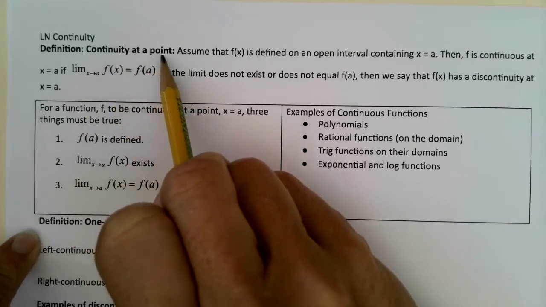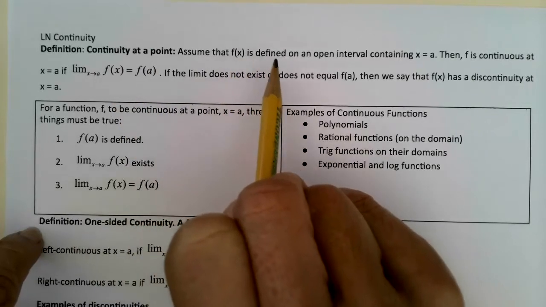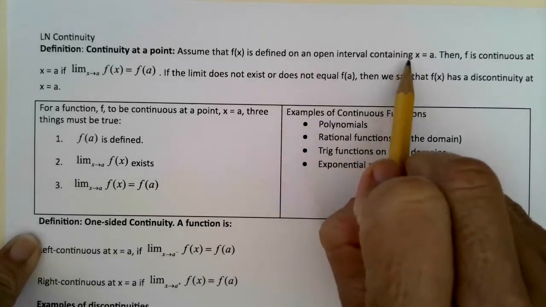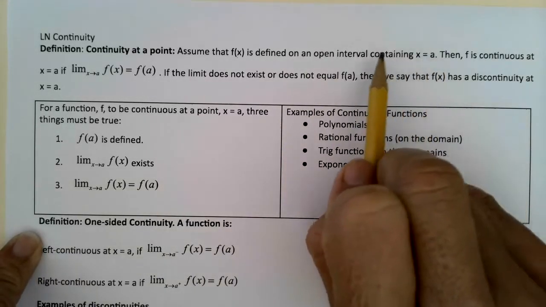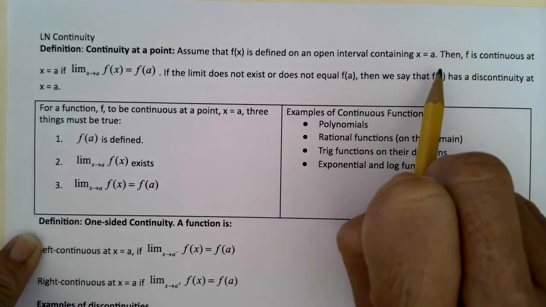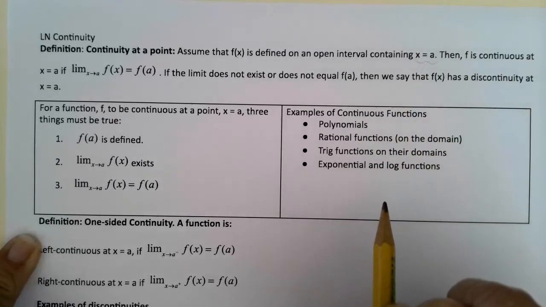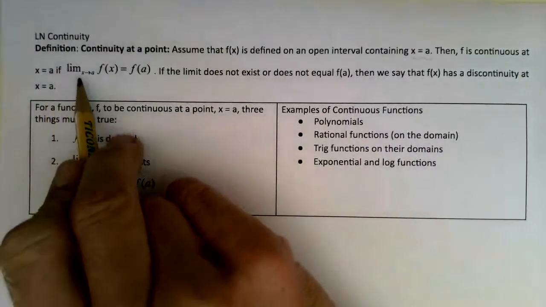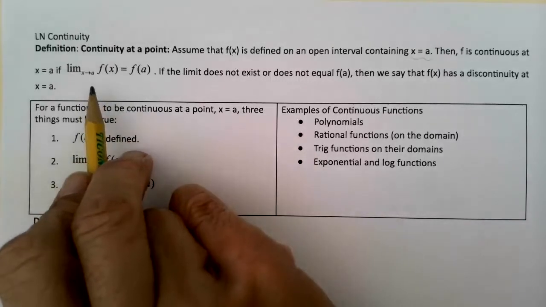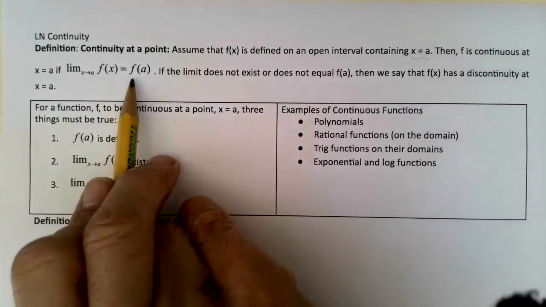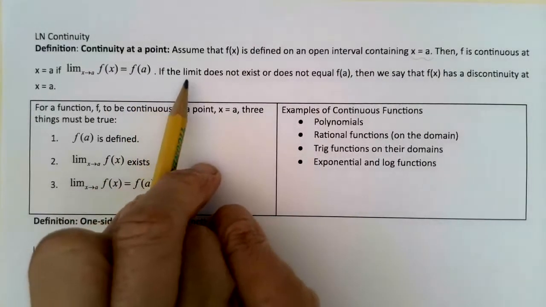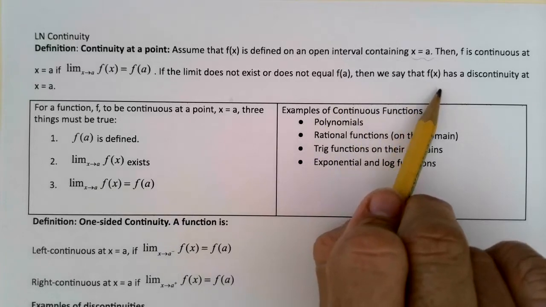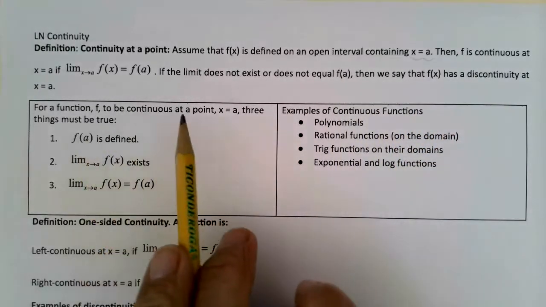So continuity at a point. We're going to assume that f of x is defined on an open interval, so that means just a chunk of x's, containing the value x equals a. So we have some sort of chunk of the x-axis where the value a is contained. So f is continuous at x equals a if the limit as x approaches a of f of x equals f of a. If the limit does not exist or does not equal f of a, then what we say is f of x has a discontinuity at x equals a.